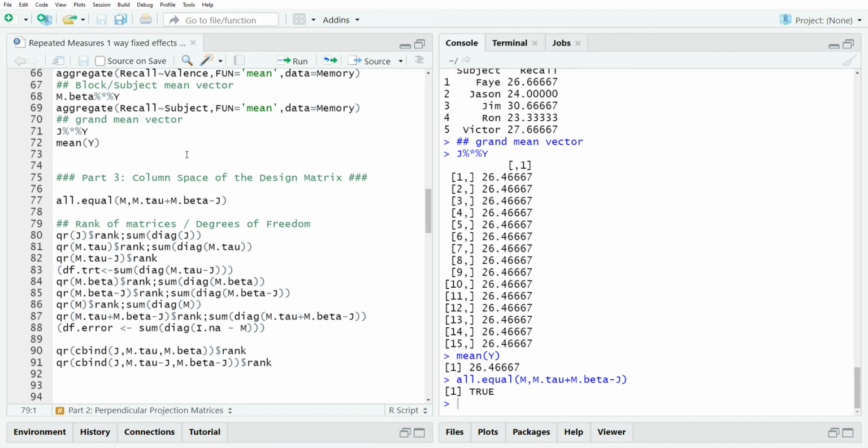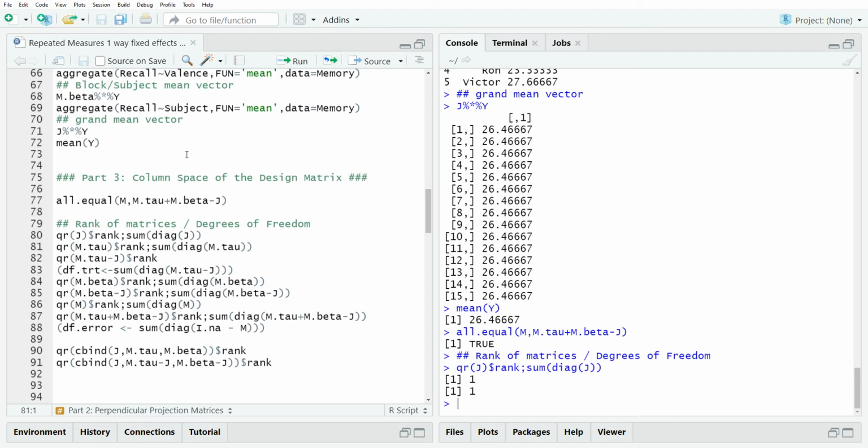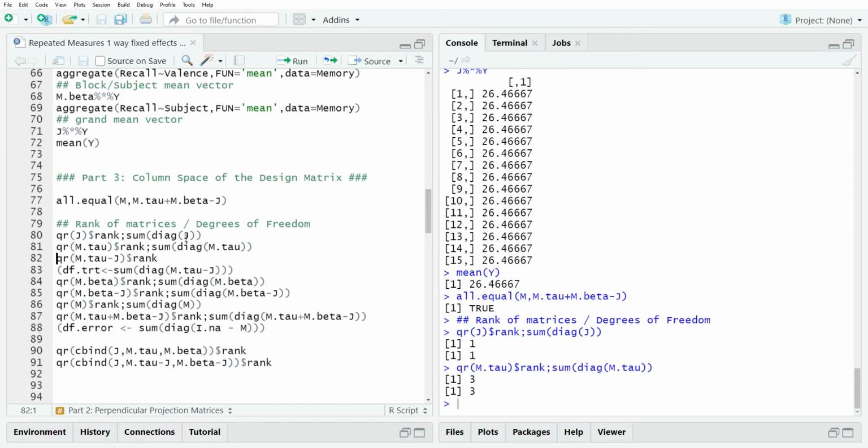We also calculated the rank of each of these matrices. So the rank of J is 1. And notice also I calculate the sum of the diagonal elements of J, which is the trace. Since they're idempotent, the rank is equal to the trace of that matrix. And so the rank of M tau is 3.